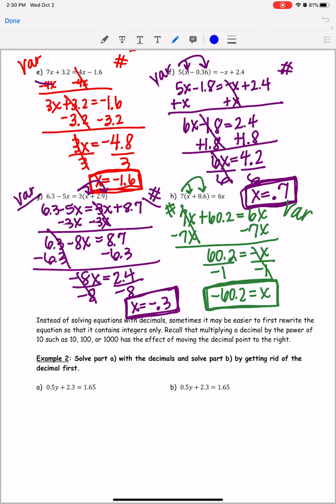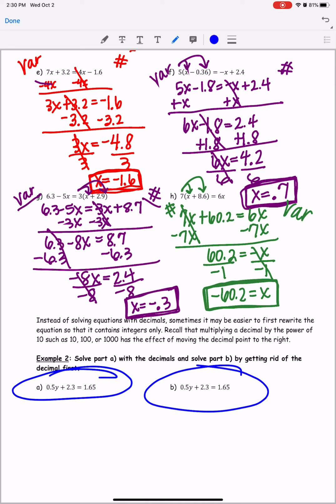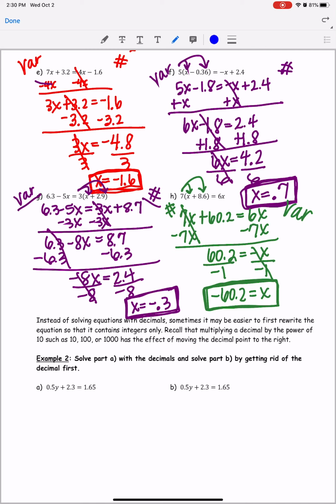Okay, so here's our last example. And notice example 2, these are both the same. I'm going to show you 2 different ways to solve this. It says right here, instead of solving equations with decimals, sometimes it may be easier to first rewrite the equation so that it contains integers only. So what I mean by integers is whole numbers, no decimals. Recall that multiplying a decimal by a power of 10, such as 10, 100, or 1,000, has the effect of moving the decimal to the right.